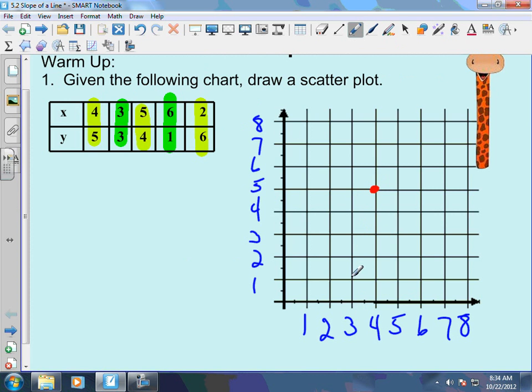When x is 3, y is 3. When x is 5, y is 4. When x is 6, y is 1. When x is 2, y is 6. There's our scatter plot. Okay?